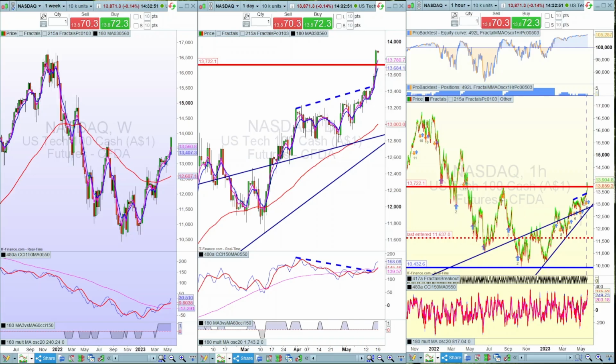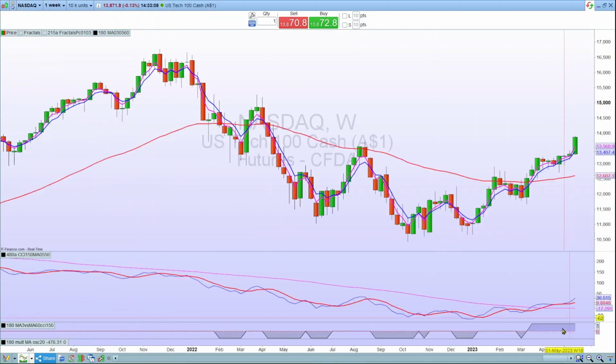NASDAQ price update. You can see here on the weekly and daily charts, we've got a bullish signal, but again, similar to the S&P 500, it's broken up through its respective resistance area and is making further highs. Let's look at it firstly on the weekly, again showing a bullish signal.